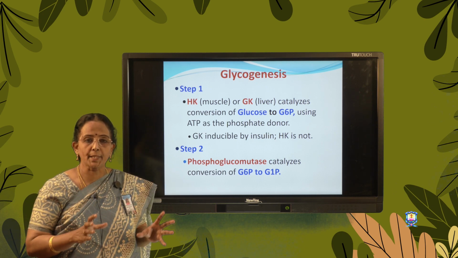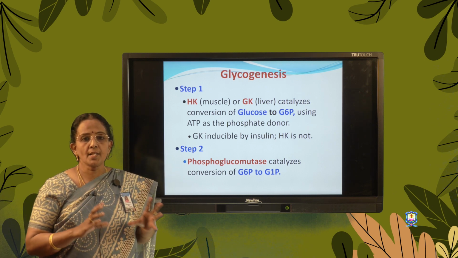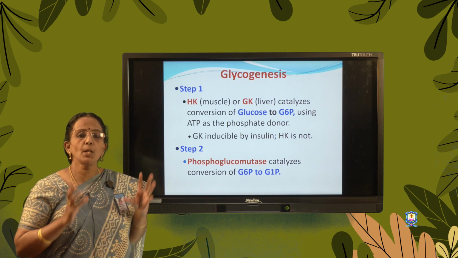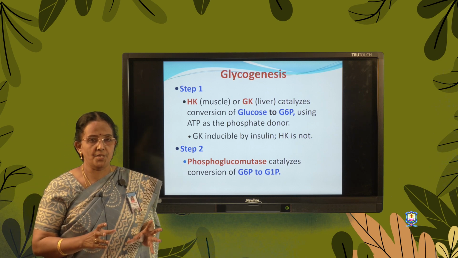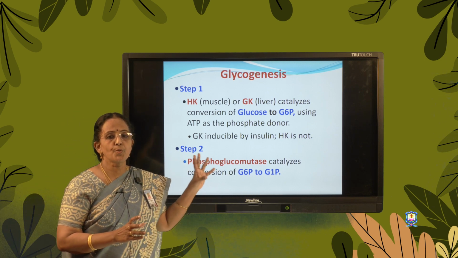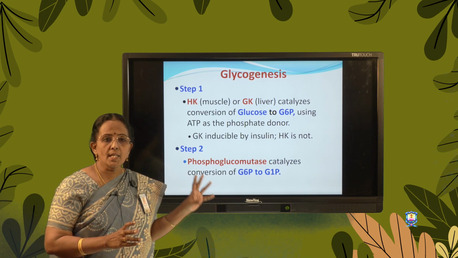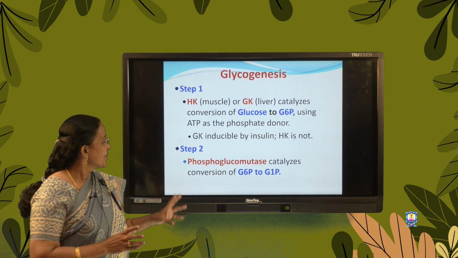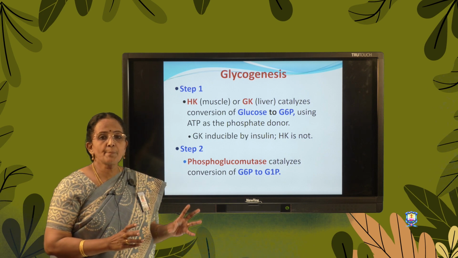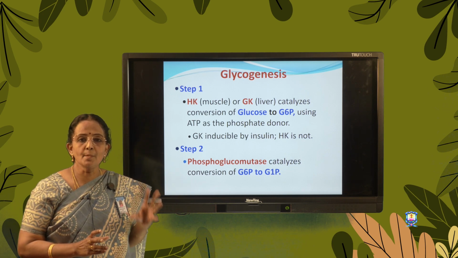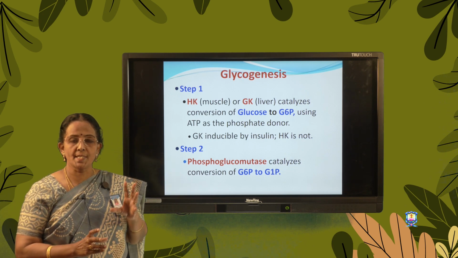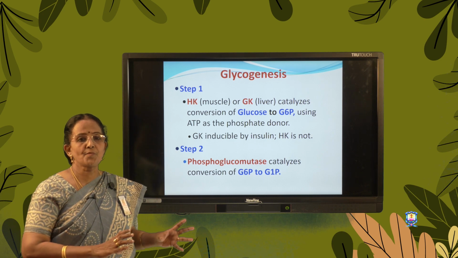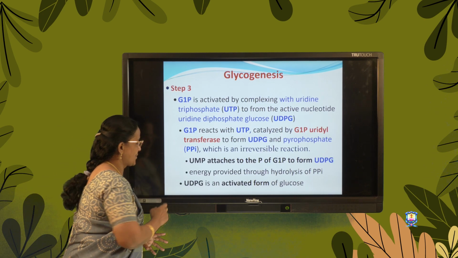So HK will be active even in fed condition and starvation condition, and GK will come into action only in fed condition. And this conversion of glucose to glucose 6-phosphate is the same first step as in the glycolysis process, as you have studied. Step 2, G6P is converted to G1P by a simple enzyme, phosphoglucomutase. It is a reversible reaction. So glucose 6-phosphate is converted to glucose 1-phosphate.